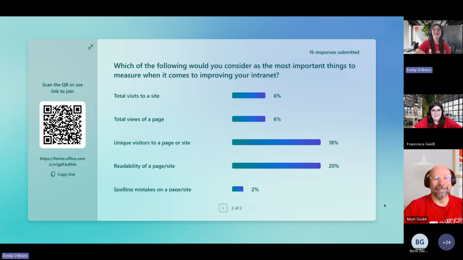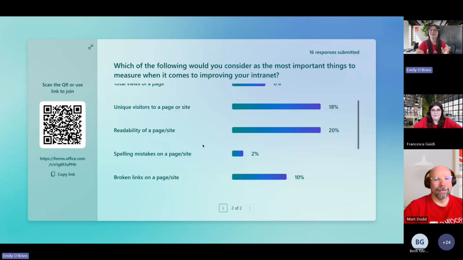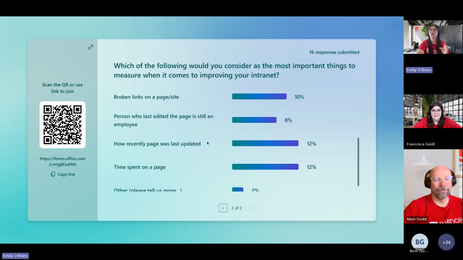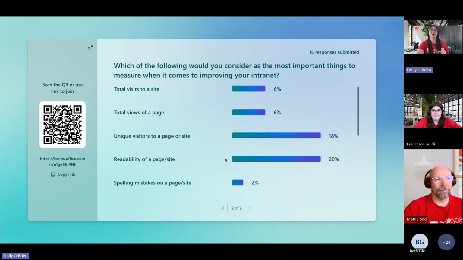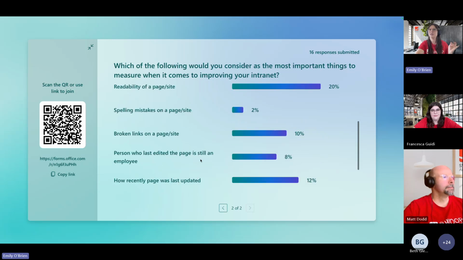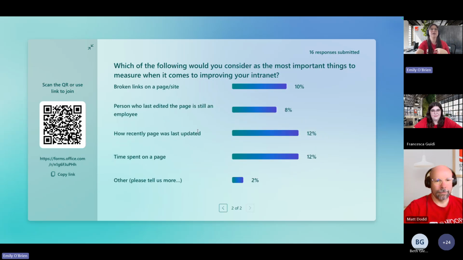And then for our second question, what would you consider to be the most important thing to measure when it comes to improving your intranet? We gave you the option of selecting 3 different options there, but in terms of the ones that seem to be the biggest contributors, we're looking at readability of a page or a site, unique visitors to a page or a site. Do we have any others that are quite up there? How recently a page was updated, time spent on a page.